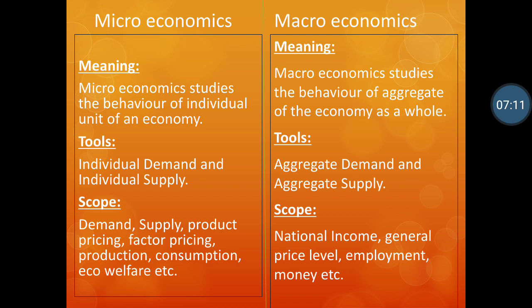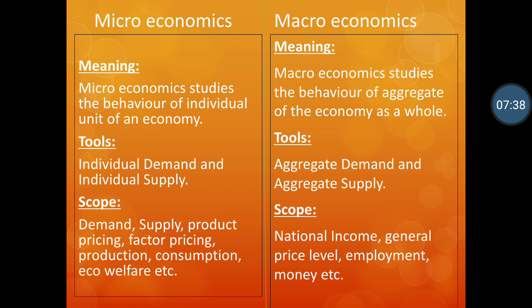Microeconomics studies about the individual firm, individual household, or individual unit, whereas macroeconomics studies the behavior of aggregate of the economy as a whole. Here in macroeconomics we study about overall country's economy, and so we study about all the variables which affect a country's economy, that is we study about total or aggregate or large of economy.